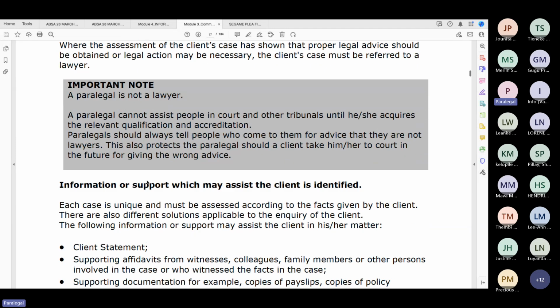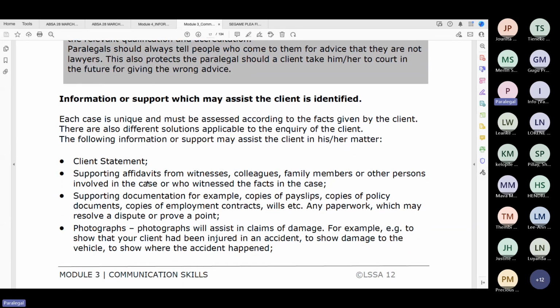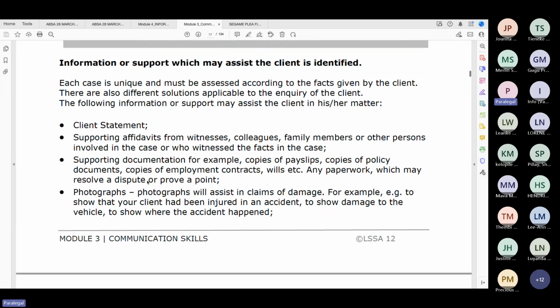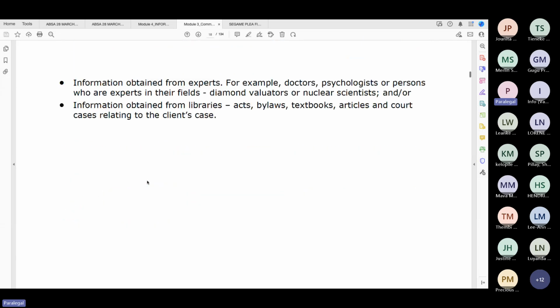Refer people to the right lawyers. We have discussed this a lot. Make sure information or support which may assist the client is identified. Just make sure that if there's further information you need, get the details of the client and communicate with the client.